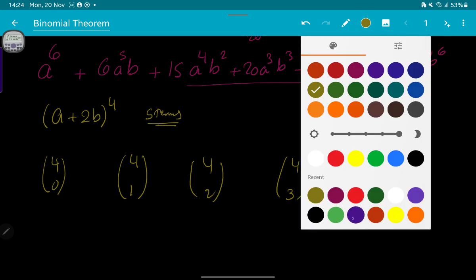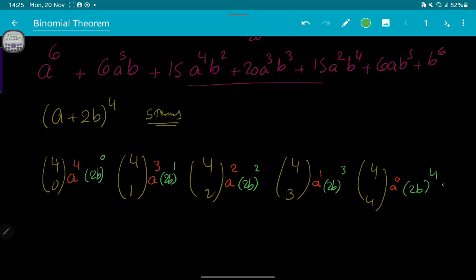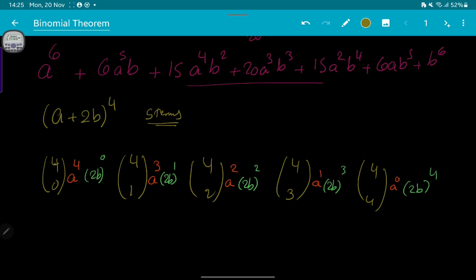Then a power 4, a power 3, a power 2, a power 1, and a power 0, which is 1. Then 2b power 0, 2b power 1, 2b power 2, 2b power 3, 2b power 4. By the calculator, 4C0 is 1, and 2b power 0 is 1, so this will end up with a power 4.